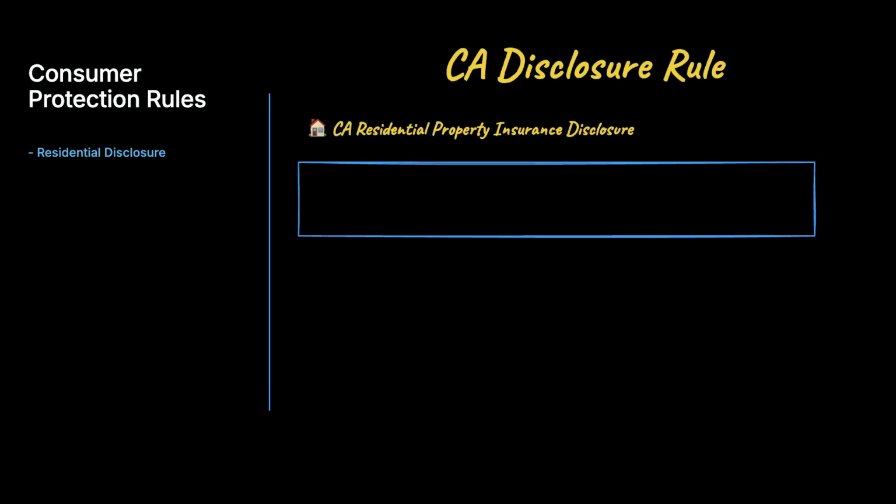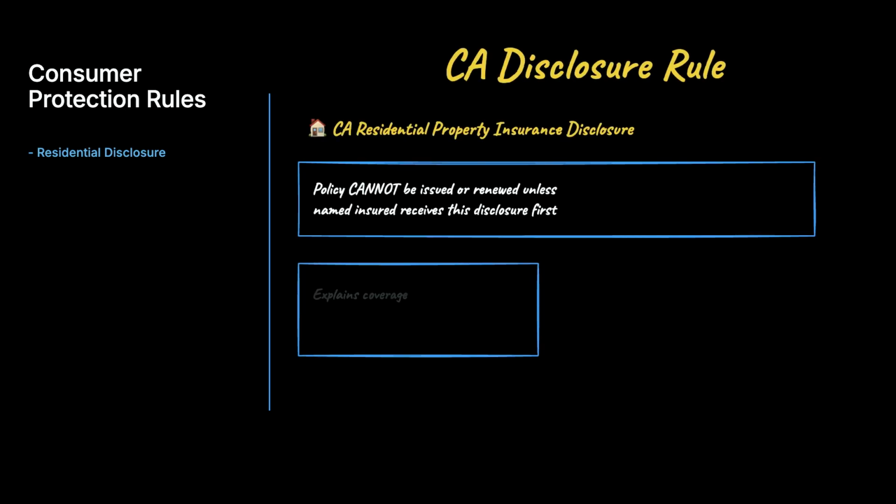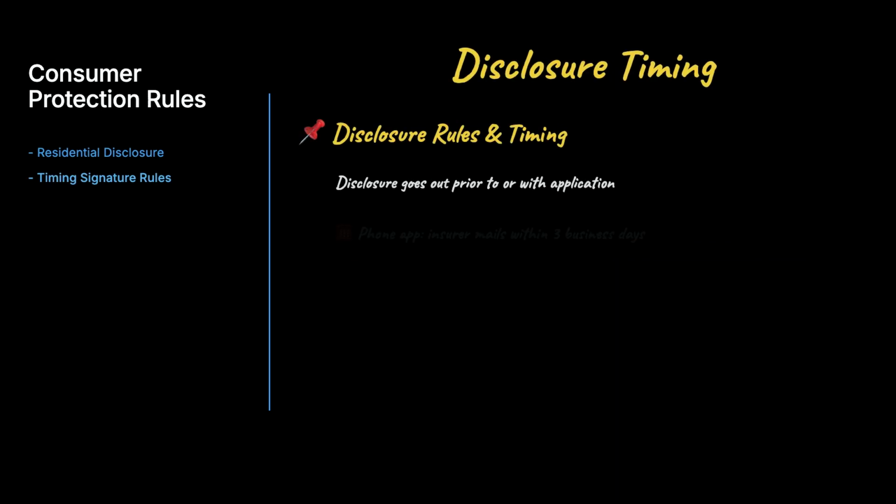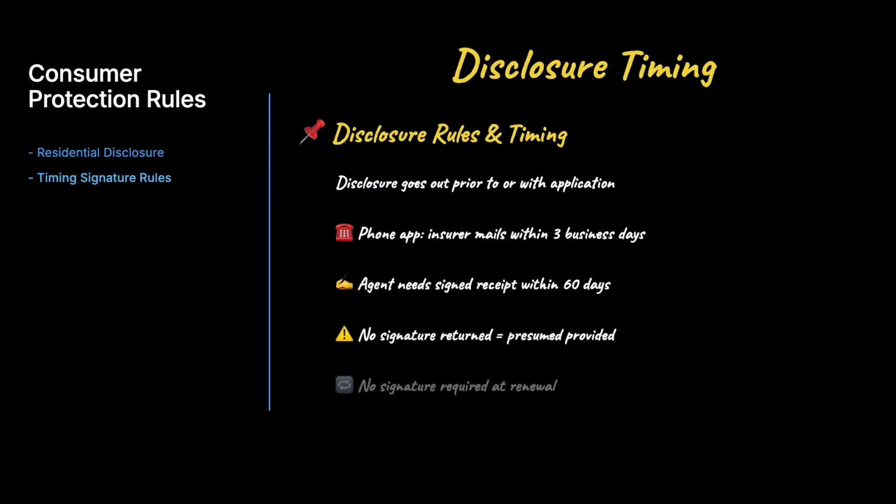Our final concept bundles California's consumer protection rules, dense with testable specifics, so stay sharp. First, the California Residential Property Insurance Disclosure. A residential policy can't be issued or renewed unless the named insured receives this disclosure, which explains the coverage types in plain language and must be printed in no less than 10-point type. The procedural details are pure exam fuel.